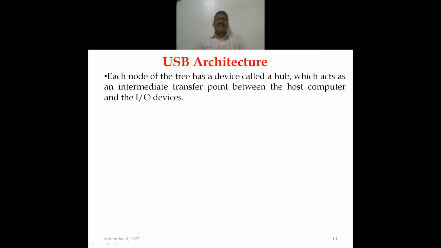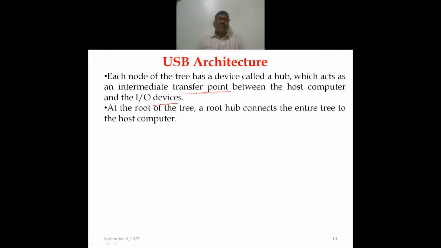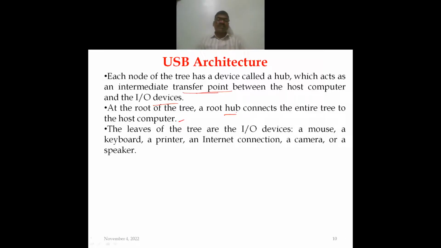Each node of the tree has a device called a hub, which acts as an intermediate transfer point between the host computer and the IO device. At the root of the tree, a root hub connects the entire tree to the host computer. Fine. The leaves of the tree are the IO devices like a mouse, keyboard, printer, internet connection, camera or speaker, like that.